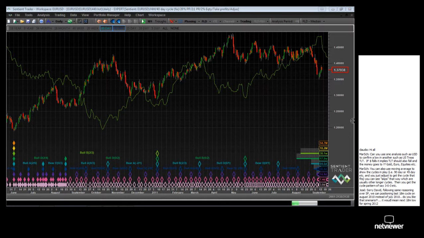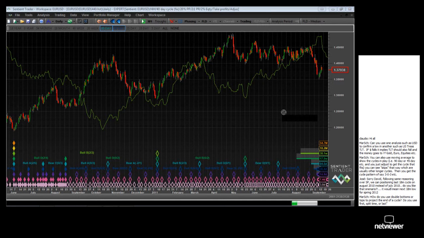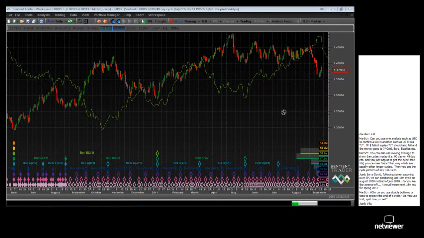Jose, sorry David, following same reasoning over SP, we can position last 18-month cycle on August 2010 instead of July 2010. Do you like that scenario? It would mean next 18-month low for spring 2012. For the S&P 500, yes, let's take a look at it a little later if we have time, and see what the S&P is looking at. Off the top of my head, I'm a graphic visual person. I need to see it visually. So let's take a look at that a little later, Jose, and see.